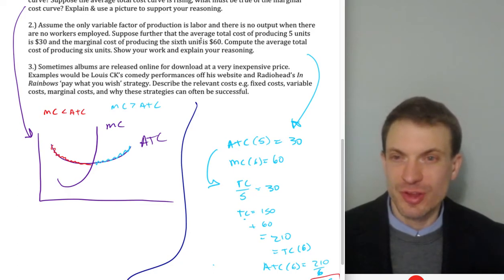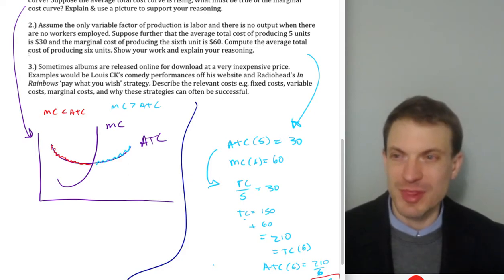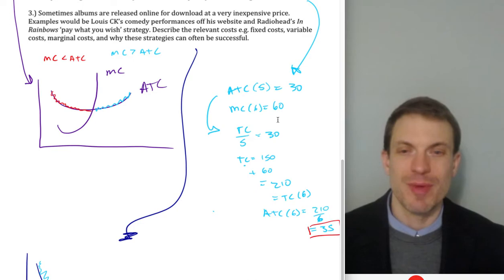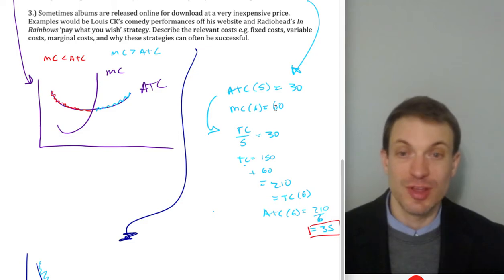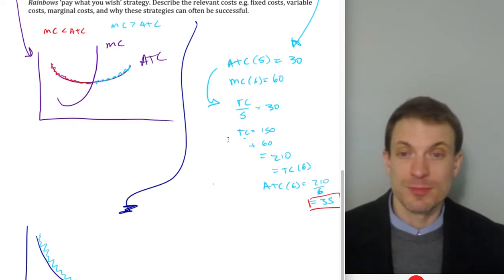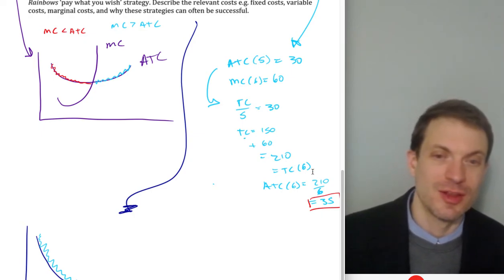Marginal cost of the 6th unit is 60, so 150 plus 60 gives me the total cost of 6 units, divided by 6 gives me the average total cost of producing 6 units. Right? So when I said it conceptually, hopefully you can follow along with that. That's all we're doing here with the math. Saying average total cost of 5 units was 30. Marginal cost of the 6th is 60. So total cost is going to be 150 plus the 60 is 210, and then divide by 6 gives me my 35.